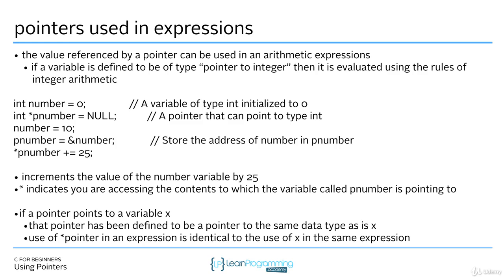If a pointer points to a variable x, that pointer has been defined to be a pointer to the same data type as x. So if you create an int pointer or a float pointer, you can only hold the address of a data type that is int or float, depending on which one you declared. The use of the indirection operator in an expression is identical to the use of x in the same expression. If you dereference it, you can do whatever you could if you had a float or an int, whatever it's pointing to.